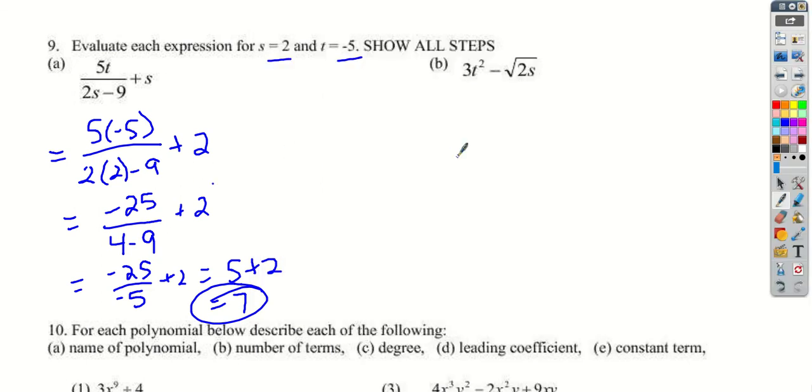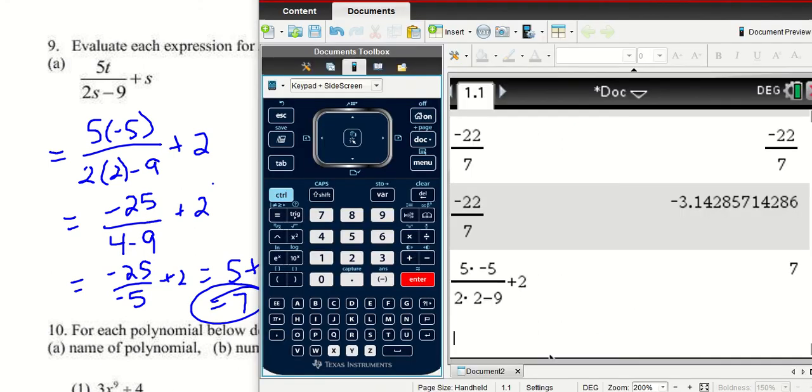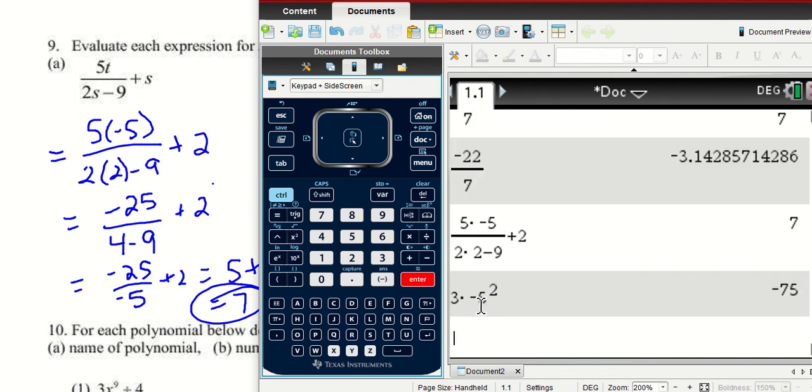Okay, and we're going to do the same thing here. So plug in 3. Instead of t, we put negative 5 in parentheses with a squared, and then we do minus, or the square root I should say, 2 times 2. So notice when I'm plugging in, I'm using parentheses, so it keeps track of my signs. And also, when I square this, you're going to notice if I do 3 times negative 5 squared without parentheses, the calculator is treating that as a negative number.